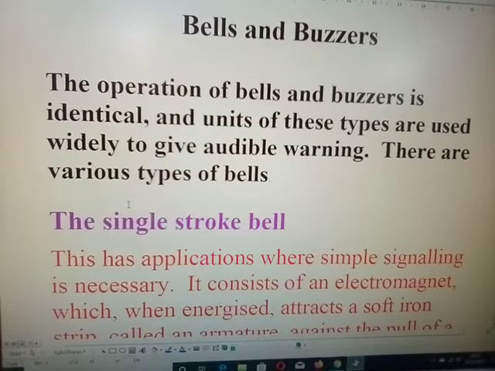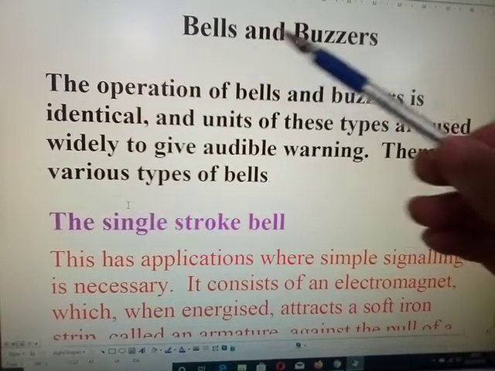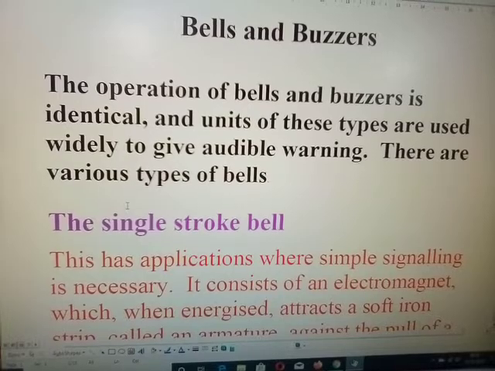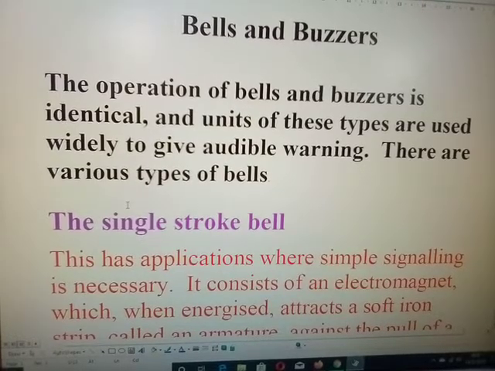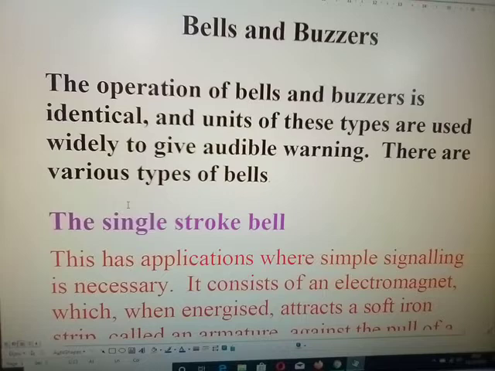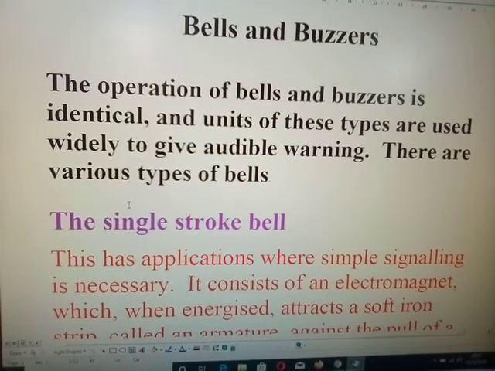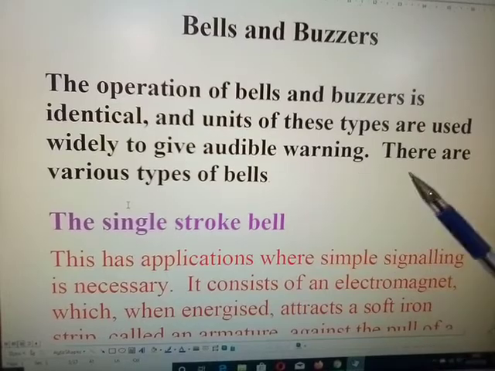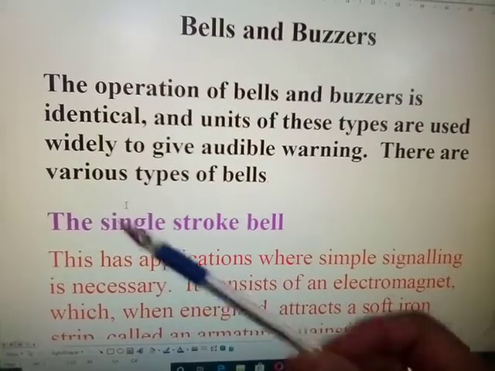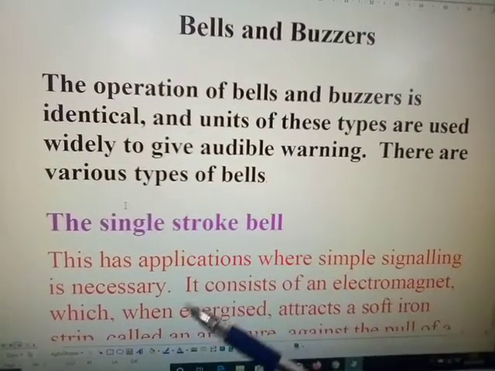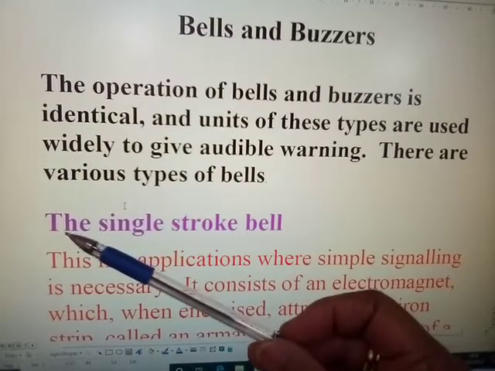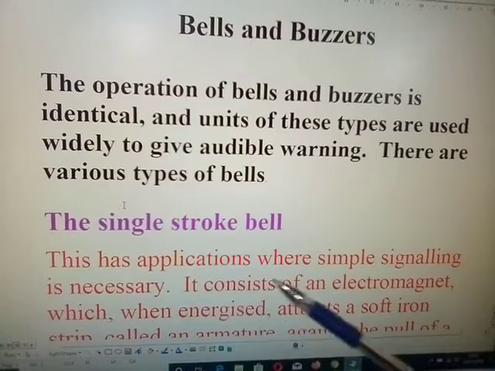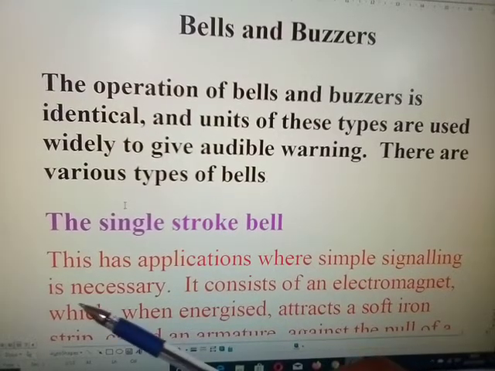Okay, so here, bells and buzzers. The operation of bells and buzzers is identical, and units of these types are used widely to give audible warning. There are various types of bells. Now what I want to look at is the single stroke bell. This has applications where simple signaling is necessary.